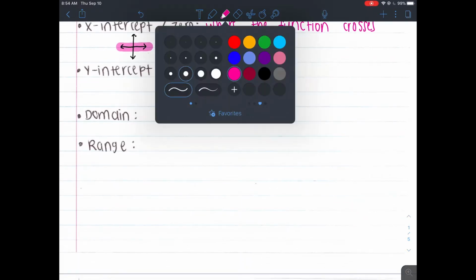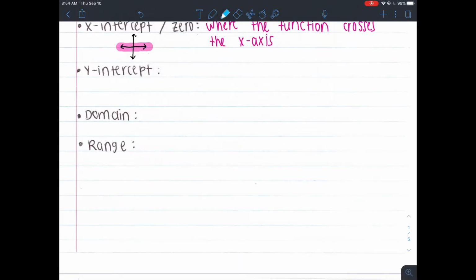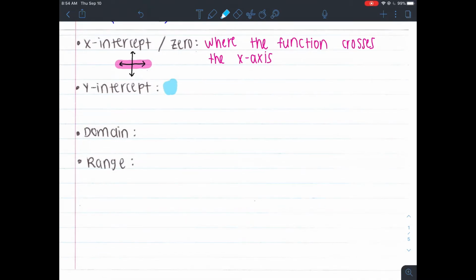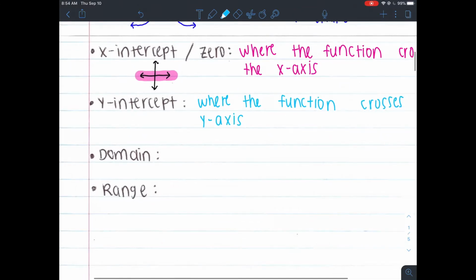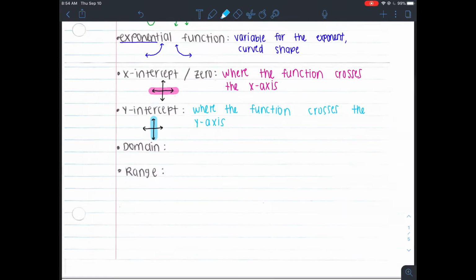Okay, moving on, the next word that we have here is y-intercept. Now this is where the function crosses the y-axis. So just like an x-intercept would cross at the x-axis, a y-intercept would be located on the y-axis. Okay, so I'm going to go ahead and draw myself a little y and x-axis. This is also known as a Cartesian plane, what I'm writing here. I'm going to highlight the y-axis. So y-intercepts would be located on the y-axis right there.